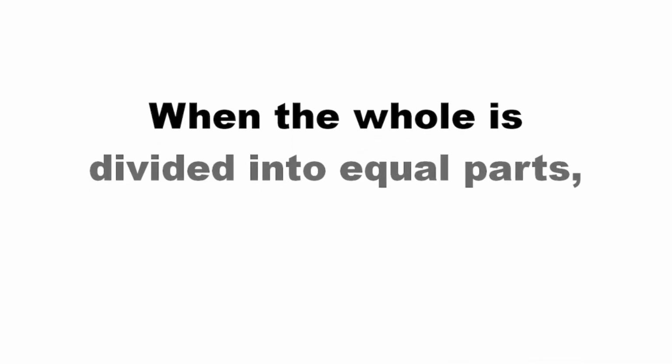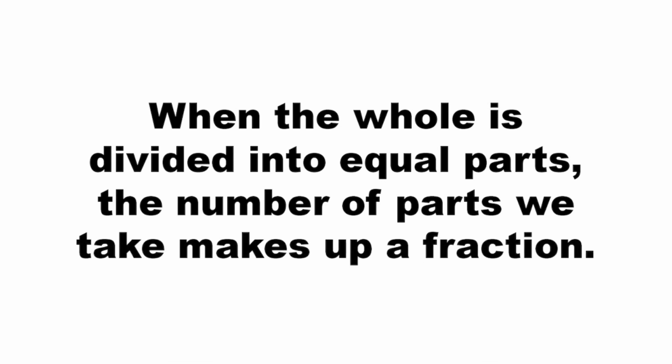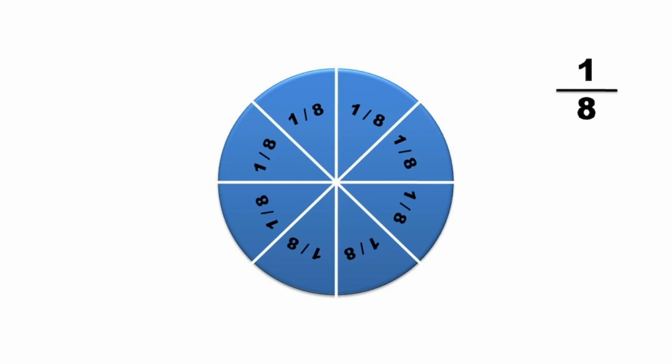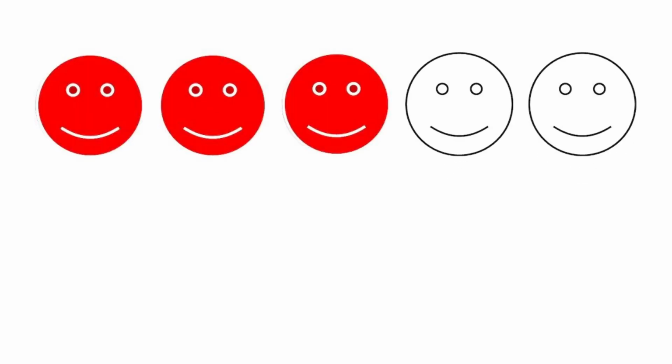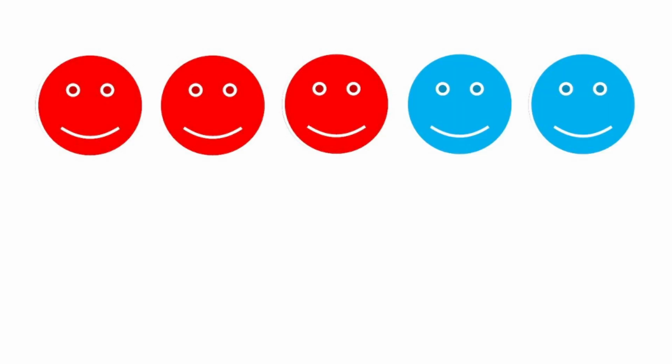When the whole is divided into equal parts, the number of parts we take makes up a fraction. If a cake is divided into 8 equal pieces and one piece of the cake is placed on a plate, then each plate is said to have 1/8 of the cake. There are a total of 5 children. 3 out of 5 are girls, 2 out of 5 are boys. So the fraction of girls is 3/5 and the fraction of boys is 2/5.